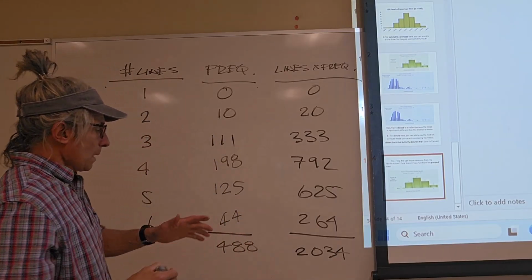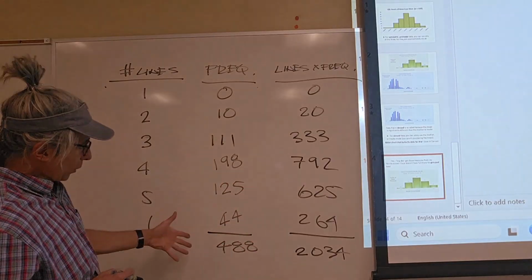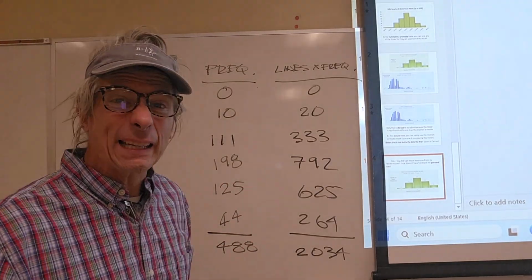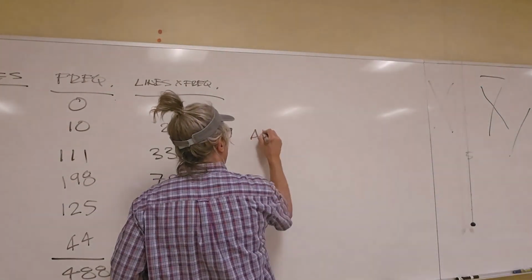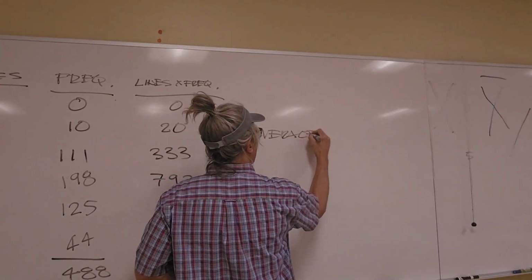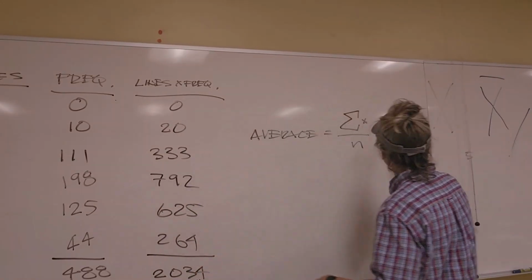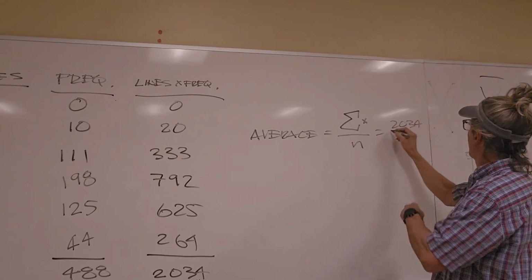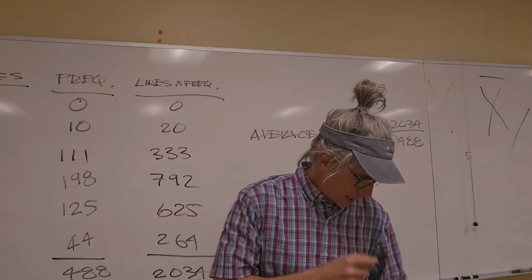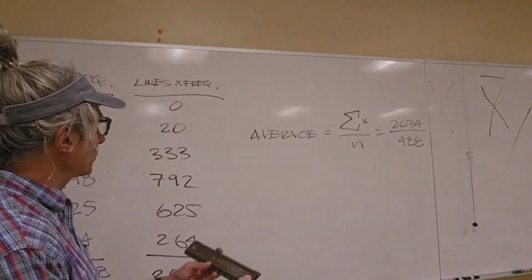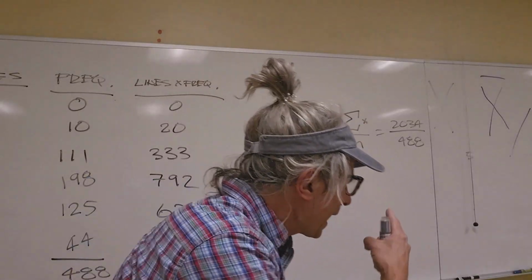So, if I have 2,034 total lines over 488 total games, I can do the average by dividing those two numbers. So the average is going to be the sum of the x's divided by n, which is 2034 divided by 488. I need my calculator, my solar-powered calculator. Thank you, Brookstone, for one more calculation. And I get about 4.16.